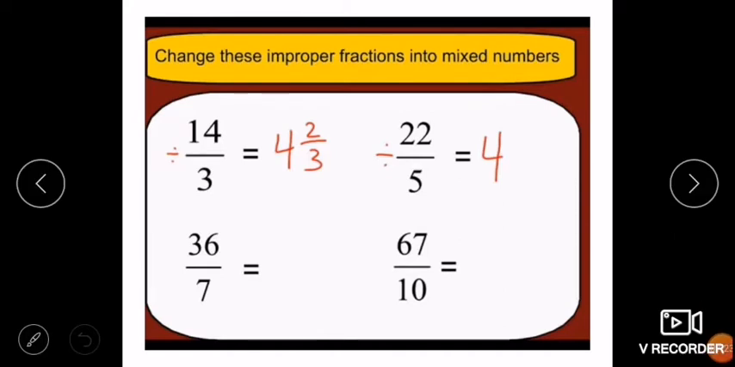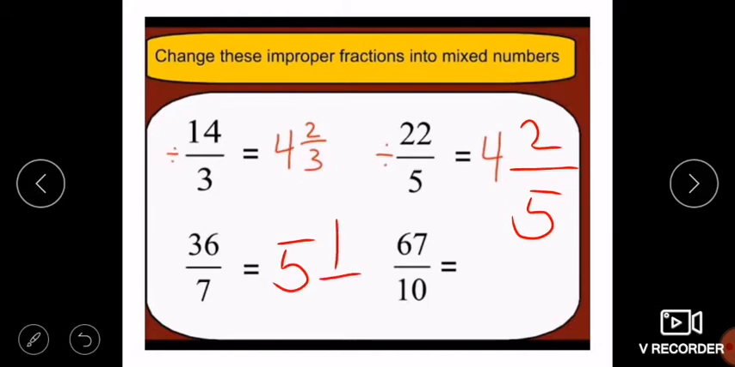Now this fraction bar represents the division symbol, that I have written here only. Now what is that? 5 4s are 20. What will be left? 22 minus 20, 2 will be left upon 5. Now come to this. Now 36 will be divided by 7. Now 7 5s are 35. So you will write here 5 whole and 1 by 7, because 36 minus 35, you will get 1 as a remainder. So remainder upon this divisor.